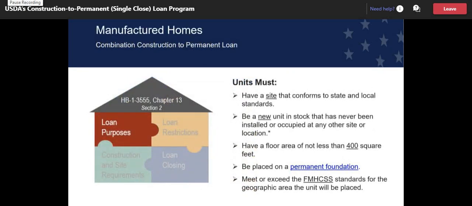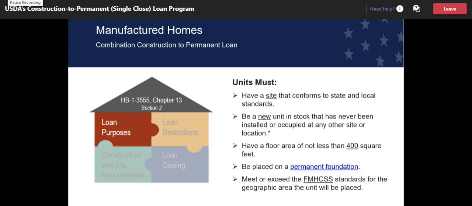So let's talk about the units themselves. To be eligible for the USDA guaranteed program, the manufactured homes must meet the following requirements. The site development work must conform to standards imposed by state and local governments. The unit must be new and never been installed or occupied at any other site or location other than the dealer's lot. The unit must have at least 400 square feet of living area and be placed on a permanent foundation. The unit must be placed on a permanent in-ground foundation, as just mentioned.